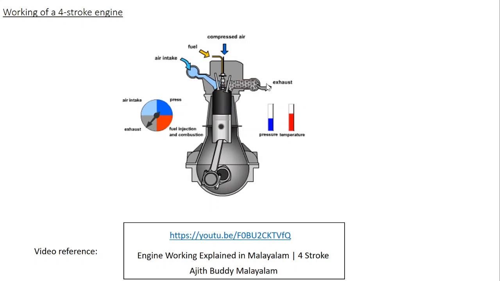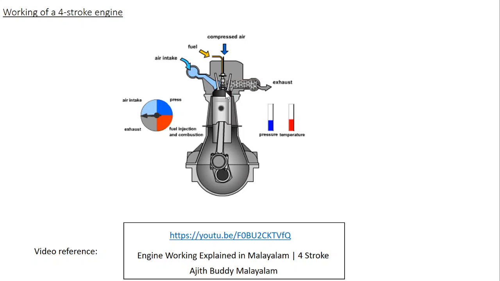So in the first stroke, what happens is the inlet opens, so a mixture of air and fuel goes inside. The cylinder is filled with air and gas mixture, which is the working substance. Now in the second stroke, the piston moves upward. Here the inlet is already closed, so when the piston moves upward, the working substance gets compressed, so there is high pressure inside.